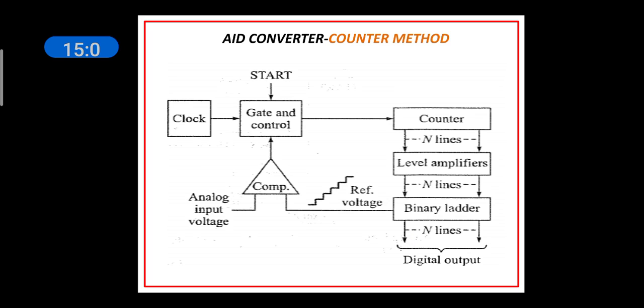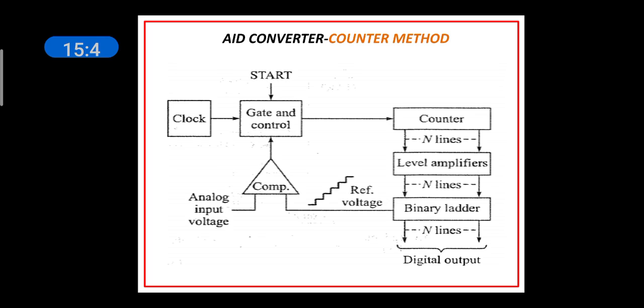The input of the binary ladder is taken as the digital output. If you have n lines in the binary ladder, then these n input lines are taken as the digital output of the A to D converter. To start with, the counter is reset and all the outputs of the flip-flops in the counter are 0. So the reference voltage is also 0. Now you give the analog input voltage to the comparator. Whenever the analog input voltage is less than the reference voltage, the comparator output will be an error signal which will be opening the gate.